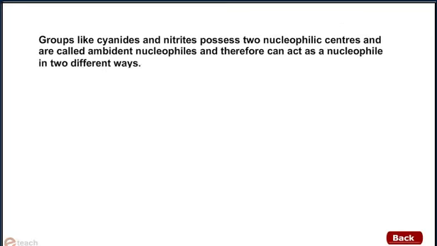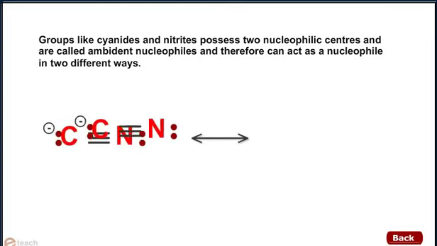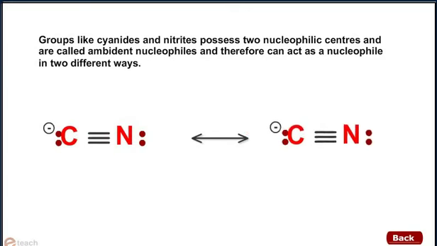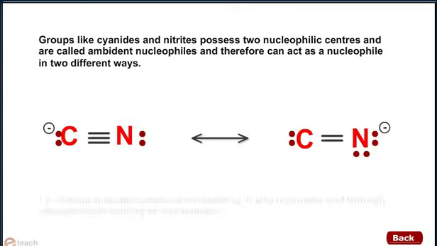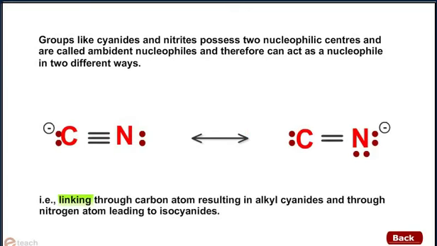Groups like cyanides and nitrites possess two nucleophilic centers and are called ambident nucleophiles, and therefore can act as a nucleophile in two different ways, in which one of its nucleophilic centers is carbon and in the other its nucleophilic center is nitrogen. That is, linking through the carbon atom results in alkyl cyanides and through the nitrogen atom leads to isocyanides.